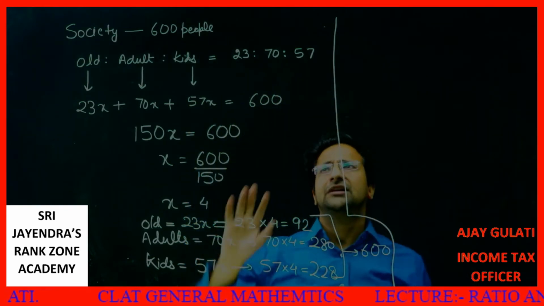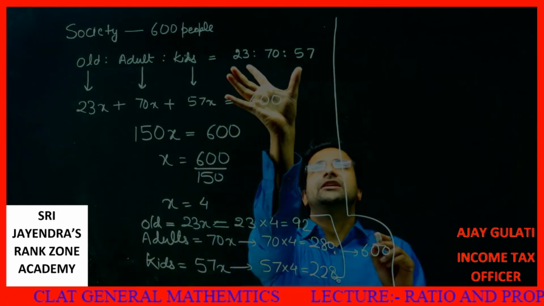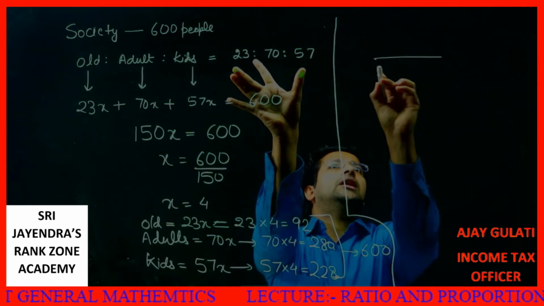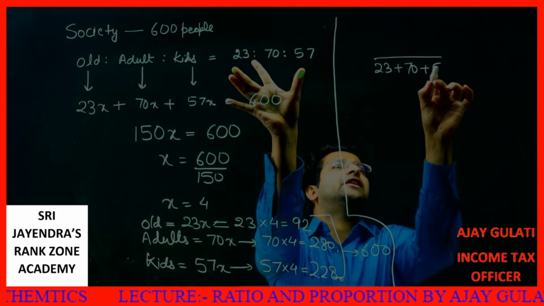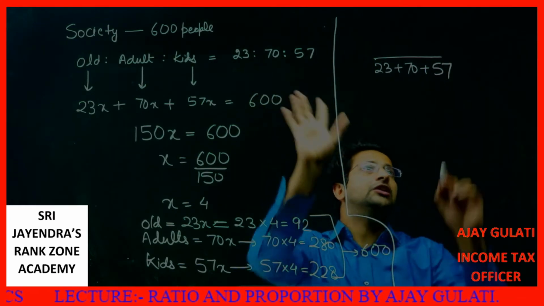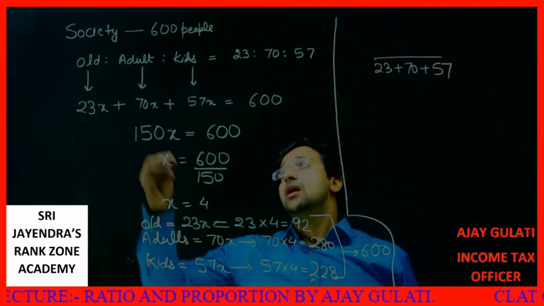Whatever is being asked, see, this is the ratio. This total, 23 plus 70 plus 57. This total is for how many people? It's for 600 people.